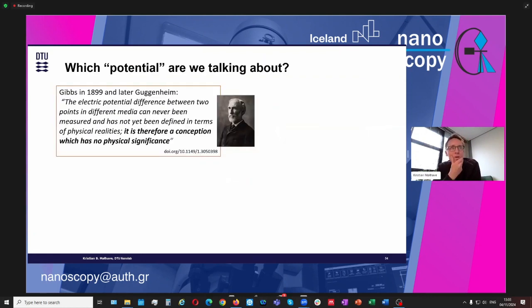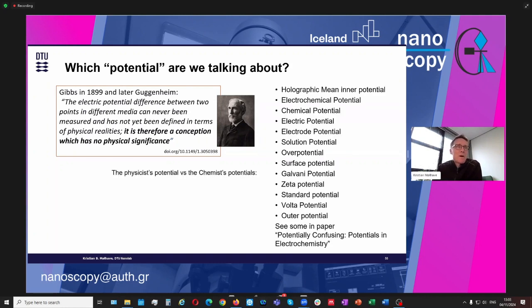And if we go a little back to Gibbs, one thing we could start discussing here is what potential is it really we're talking about? And there are quite a lot. What we are mapping out is the electrostatic potential, and we can model it in our three-dimensional model. So this is the physicist's electrostatic potential.